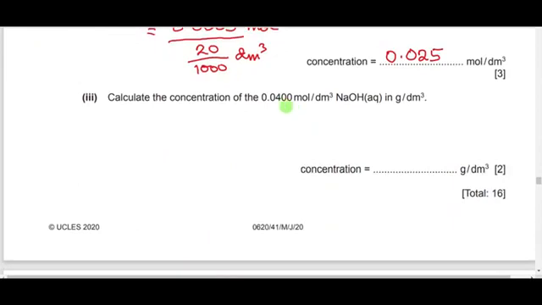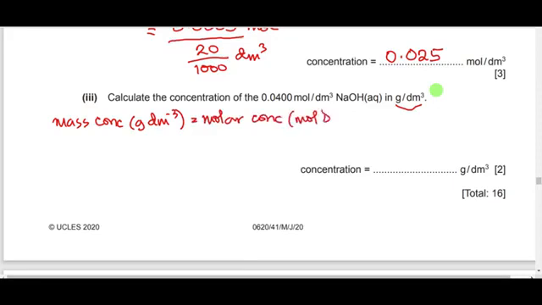Fine. So now we have to calculate the concentration of the 0.04 mole per dm³ of sodium hydroxide in grams per dm³. Now concentration in grams per dm³ is what we call mass concentration. Mass concentration, which is concentration in grams per dm³, equals molar concentration, which is concentration in moles per dm³, times molar mass. So the mass concentration of sodium hydroxide will be 0.04 times the molar mass of sodium hydroxide.